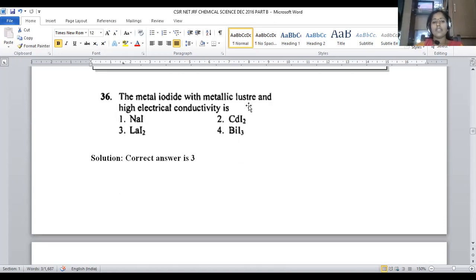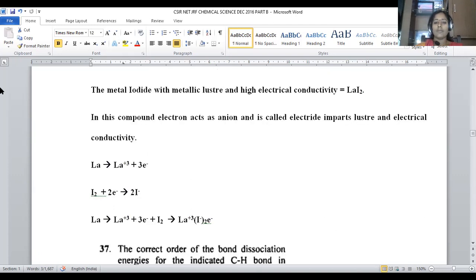The metal iodide with metallic luster and high electrical conductivity. Sodium iodide, cadmium iodide, lanthanum iodide, bismuth iodide, 4 compounds are given. Among all, which will give high luster, shiny surface, and high electrical conductivity? Specifically the lanthanum compound has that nature. What is the valency of lanthanum? It used to release 3 electrons. So lanthanum plus 3 and 3 electrons will be released.